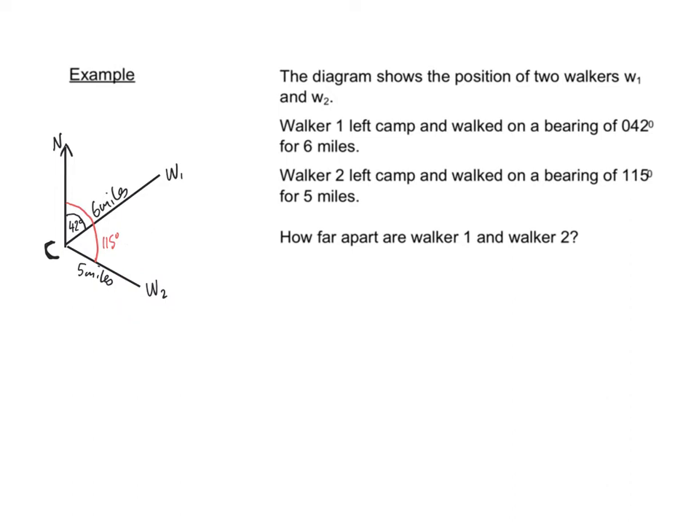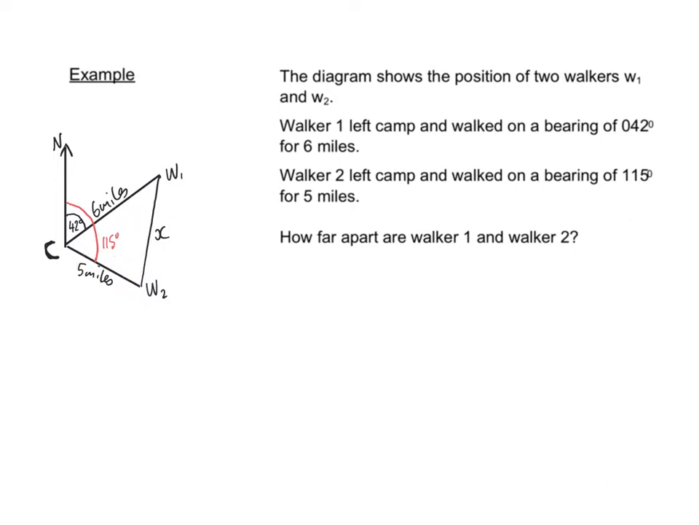Which means I'm going to need to put an extra line on here. So I'm going to draw a line joining walker 1 and walker 2, and I'm going to put an X on it. Looking at this diagram, I don't quite have enough information because even though I've got two sides and I'm looking for a third side, I don't have any of the interior angles of the triangle worked out yet, which I am going to need.